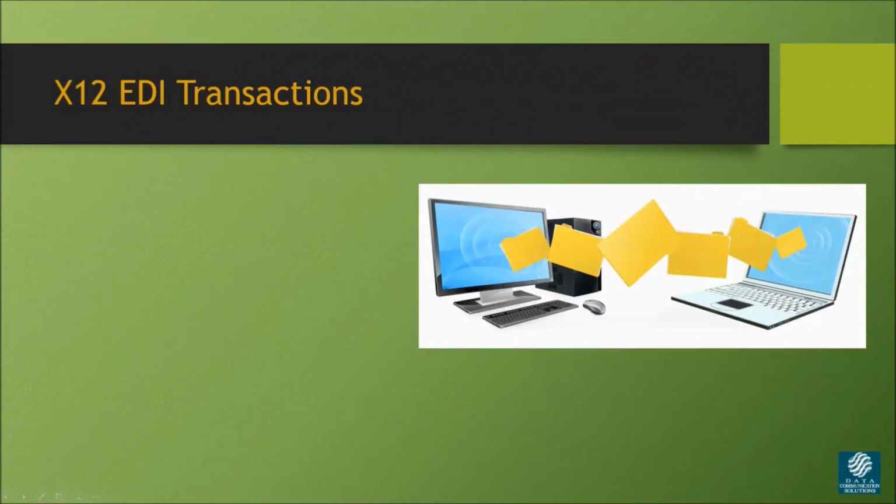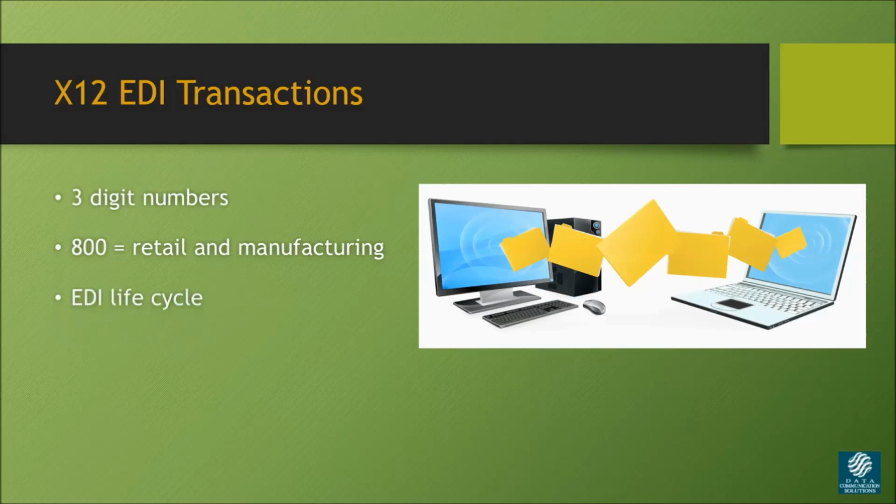X12 EDI includes hundreds of unique transactions, each categorized by a 3-digit number. The first 2 digits often refer to the industry that uses them. For example, the 800 series is often used in retail and manufacturing. When clumped together, documents can create what is called a life cycle. Let's look at the 3 most commonly used documents which create a life cycle and are common in the manufacturing and retail industries. These documents are the 850, 856, and 810.